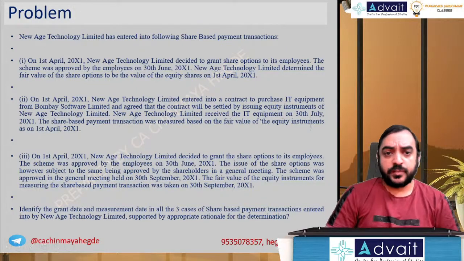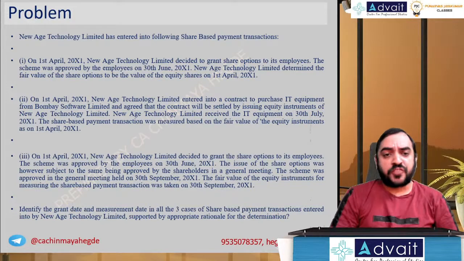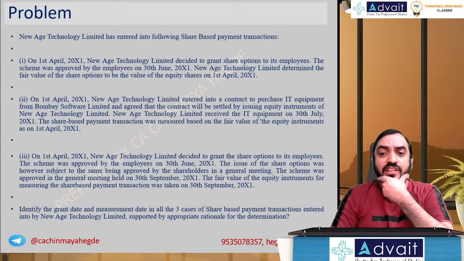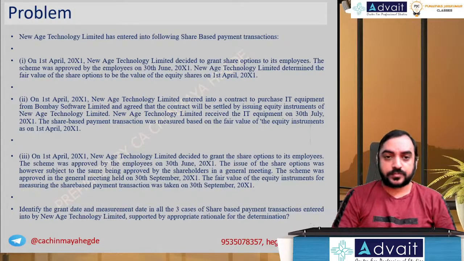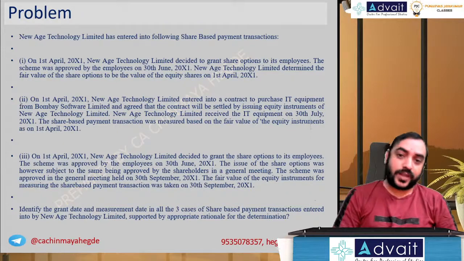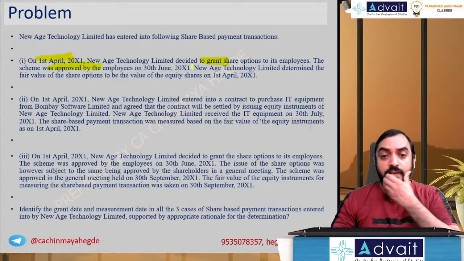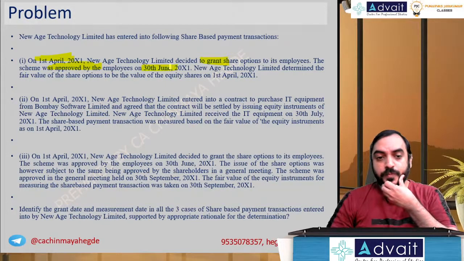New Age Technology Limited has entered the following share-based payment transactions. On 1st of April 2011, New Age Technology Limited decides to grant share option to employees. The scheme was approved by the employees on 30th of June. New Age Technology determined fair value of the share option on 1st of April 2001. So here the grant date was 1st of April, but approval took place on 30th of June.